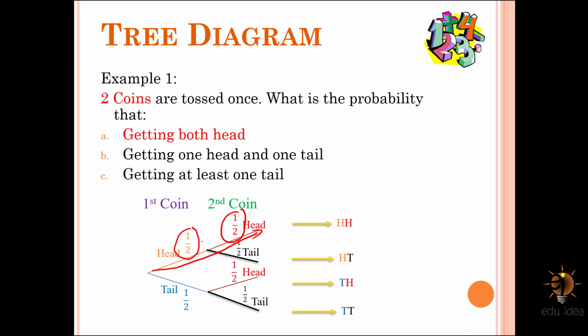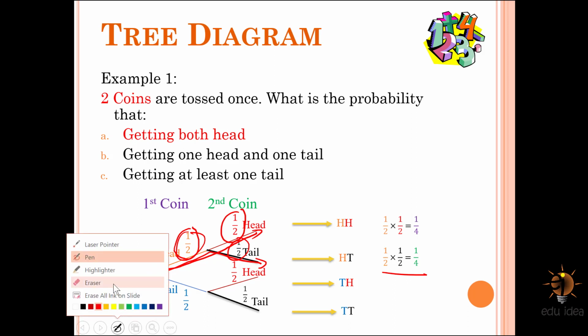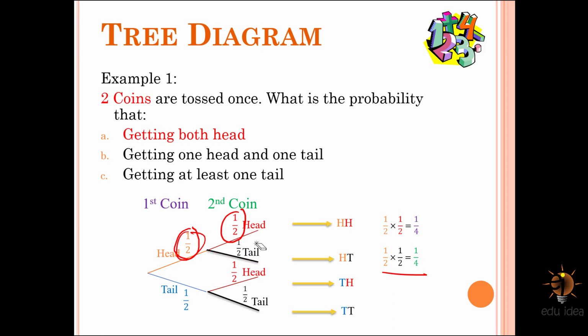So 1/2 times 1/2 is equal to 1/4. The same thing with head and tail: we have this branch over here, so it's 1/2 times 1/2 equals 1/4. It happens, coincidentally, that all of the numbers are the same. So we can write down all of the probabilities as 1/4.